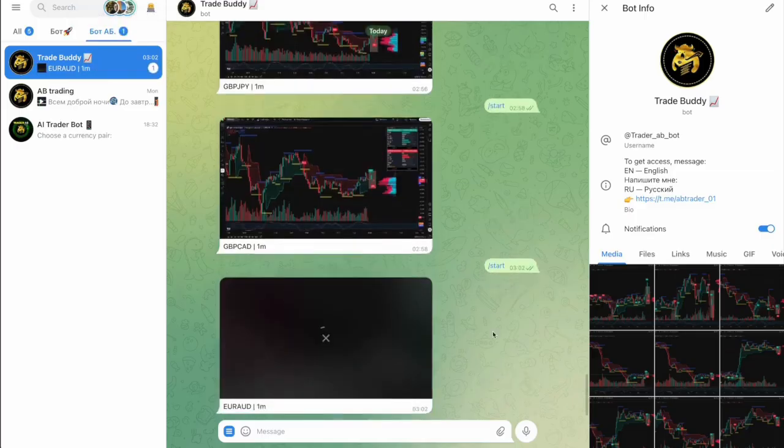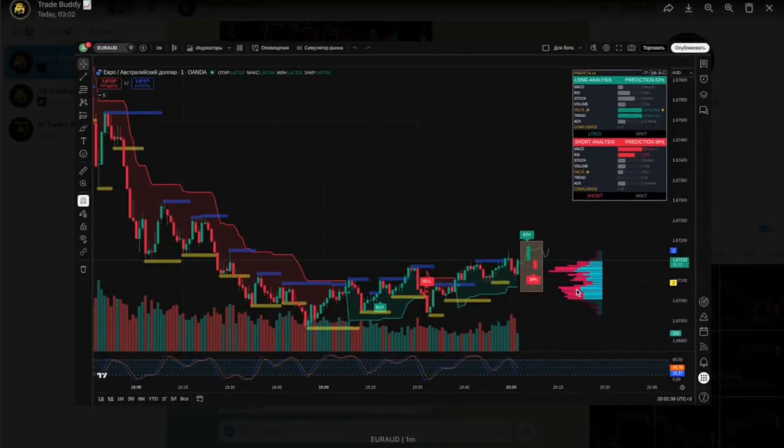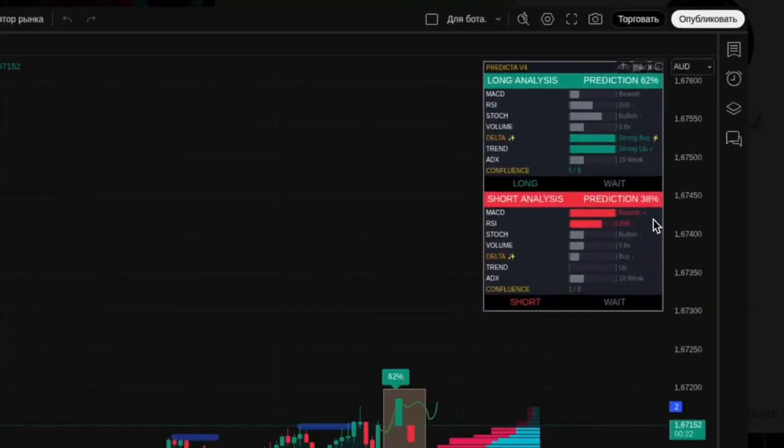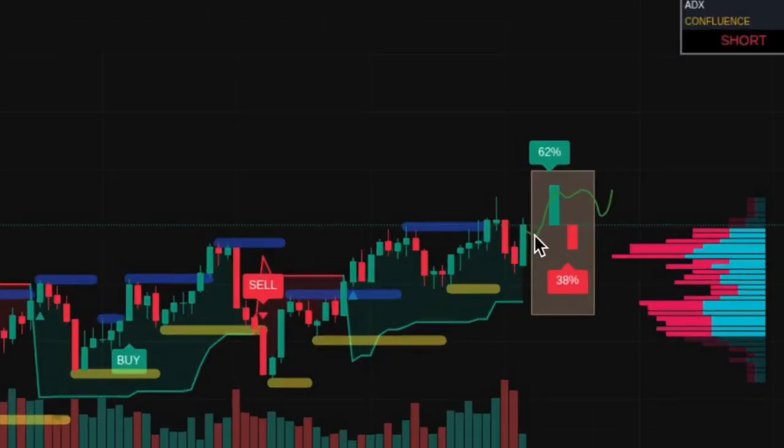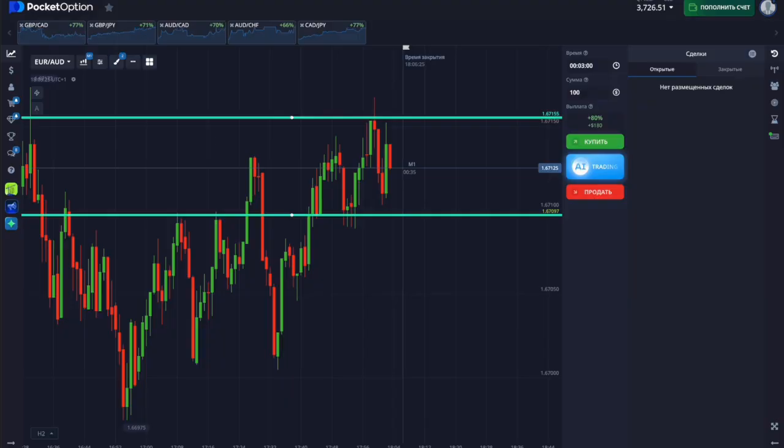Now let's move on to the bot. With the bot, I also need to check what we have here. According to the bot, no, it's up. Most are up, most here are down. Here it's down, so it's 50-50. We're not analyzing the currency pair.